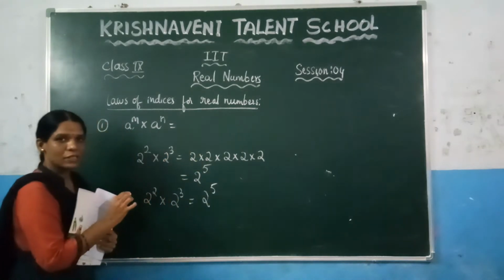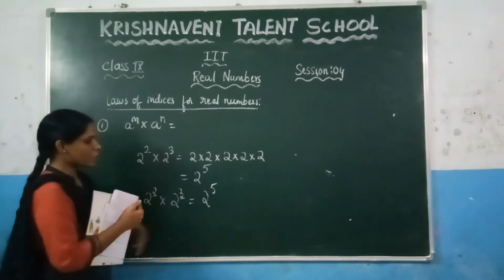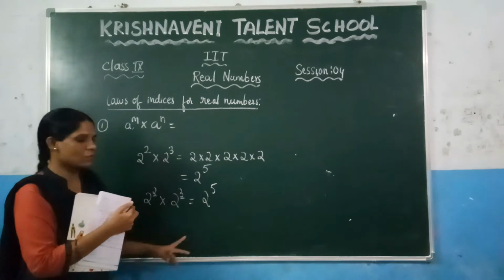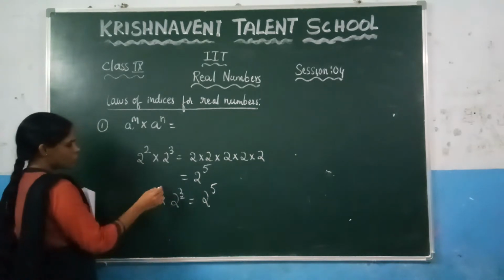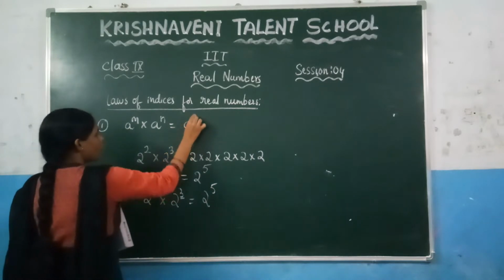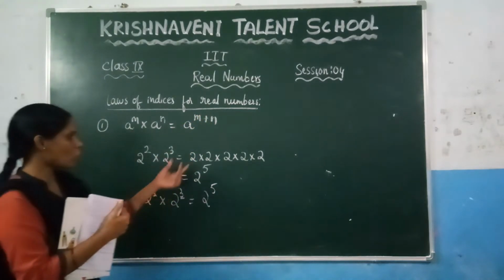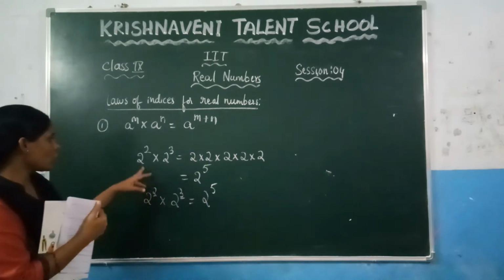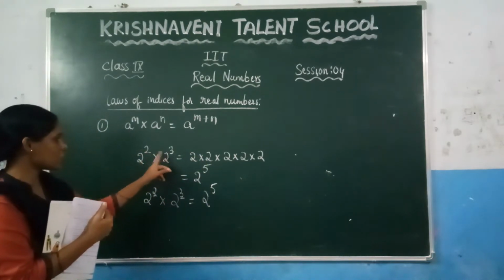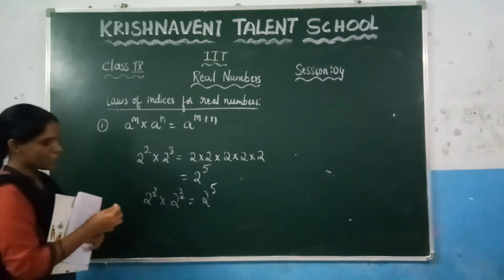Here you can observe that if you add these two values you will get the same answer, which is 5. That's why we got this relation. So we can define a power m into a power n as a power m plus n. This is the formula. There is no need to do all this process. If it is in the form of a power m and a power n, you just need to add the powers so that you will get the answer. This is the first law of indices.